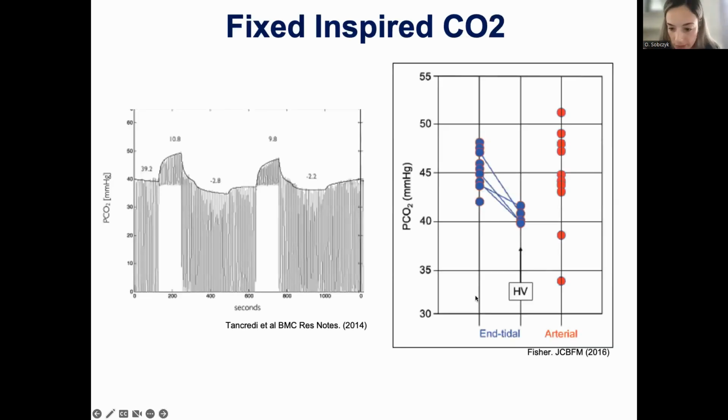Another method of administering CO2 is fixed inspired, which consists of breathing between 2 to 7% CO2 via a tight-fitted, non-rebreathing face mask and measuring CO2 levels at the mouth. This method is often able to produce a standardized hypercapnic stimulus. It delivers pretty nice changes in CO2, as shown in this graph on the left.